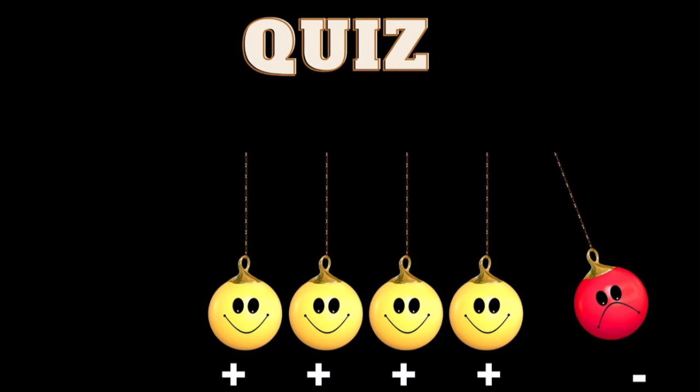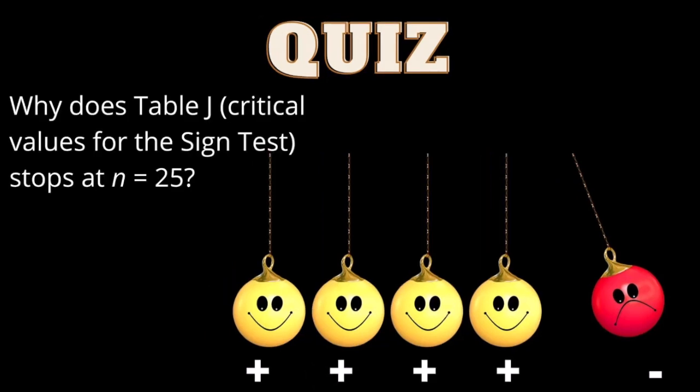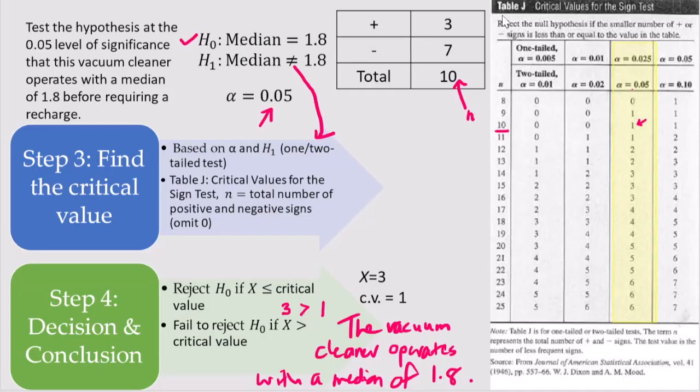Let's try out a simple quiz. So the question is, why does table J, the critical values for the sign test, stop at n equals 25? Let's look at table J again. Okay, so indeed our table J stops at n equals 25. Why is this so?